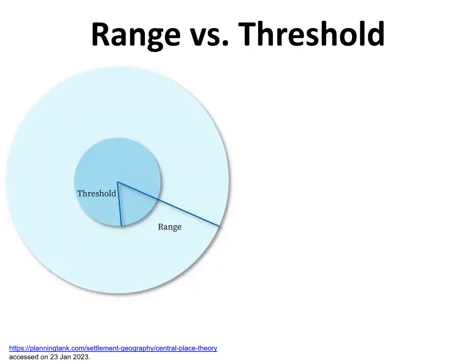Let's say a bit more about range and threshold. So here we have a pair of circles. One is threshold and the other is range. Thresholds will tend to be smaller than range.